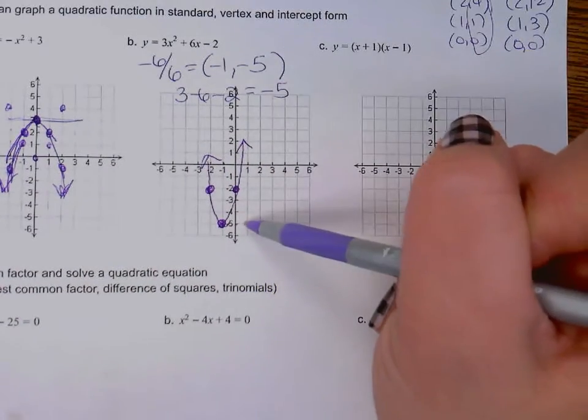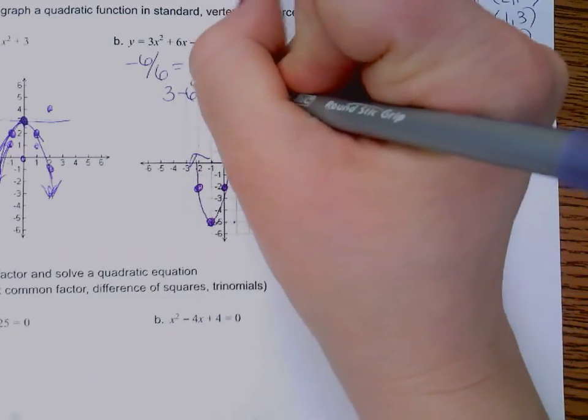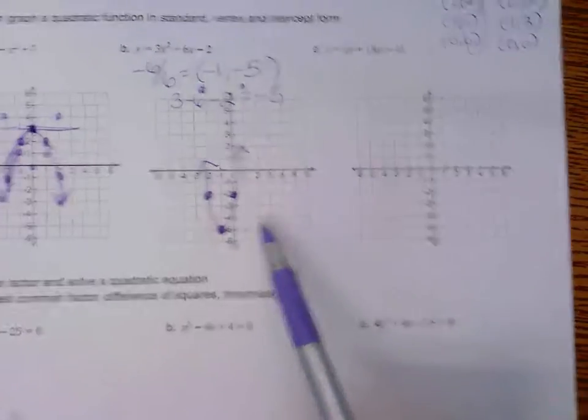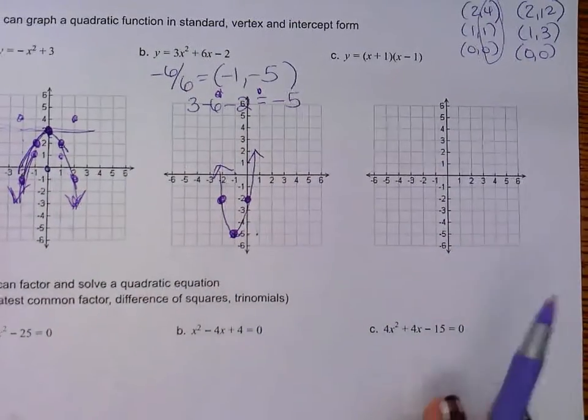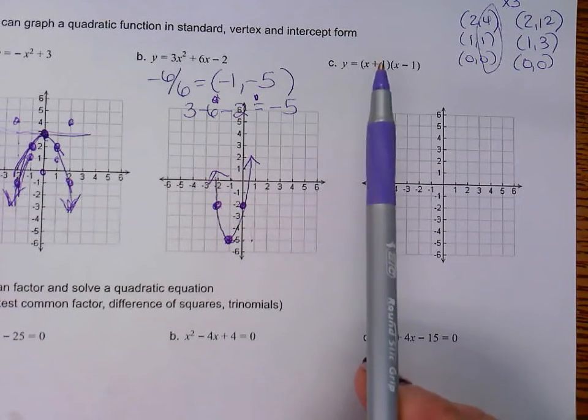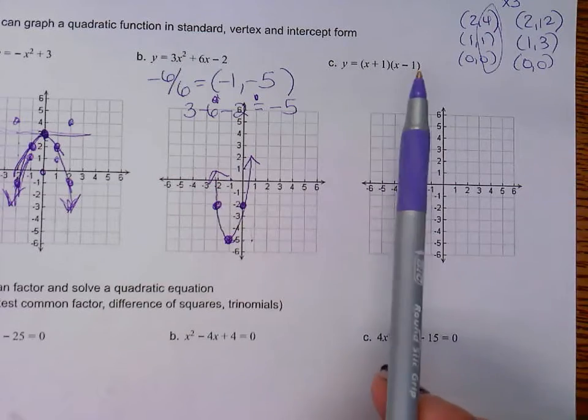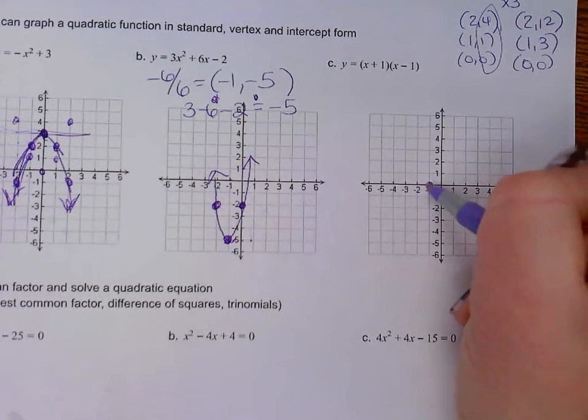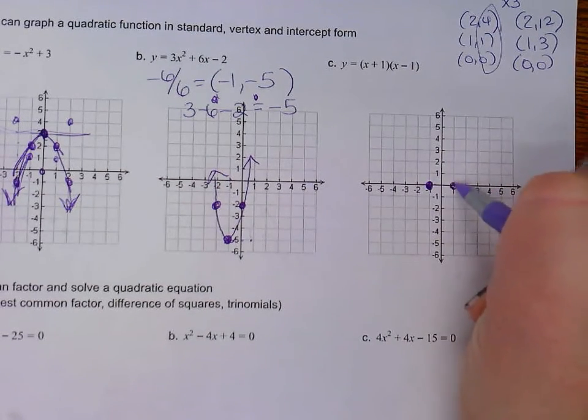So it would be just above the graph a little bit, like way up here. Just don't make it look like an absolute value graph because a parabola is a curve. And this one is called intercept form because it's factored. And so you can plot your two x-intercepts. This has an x-intercept at 1 and at negative 1.